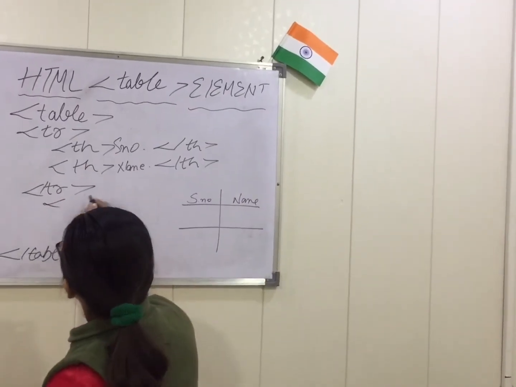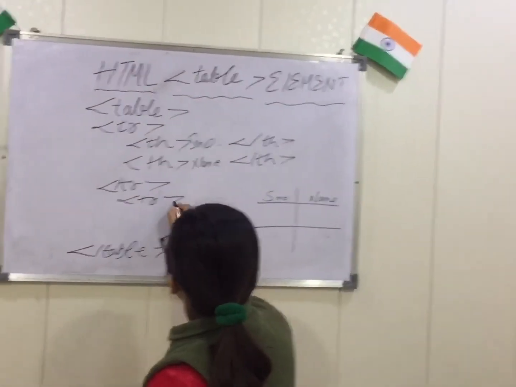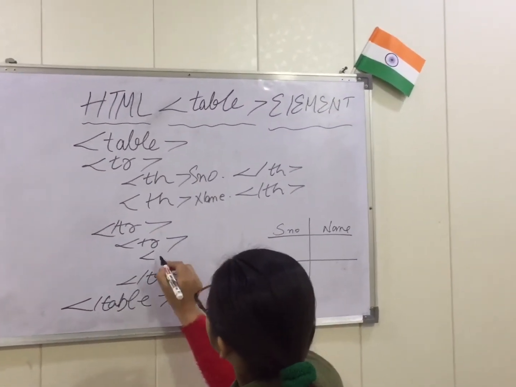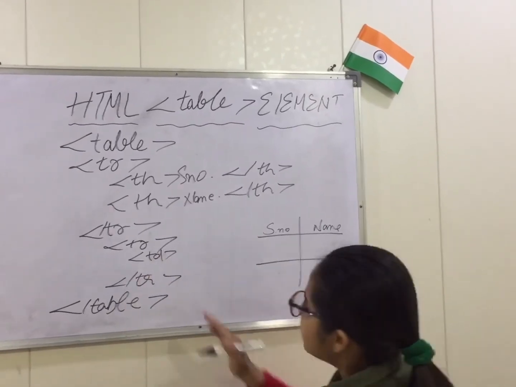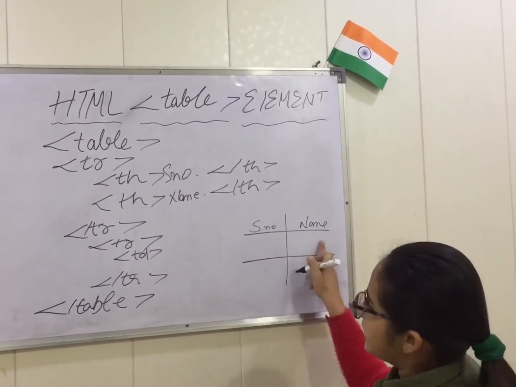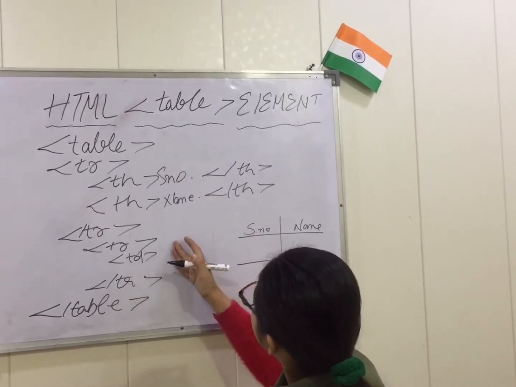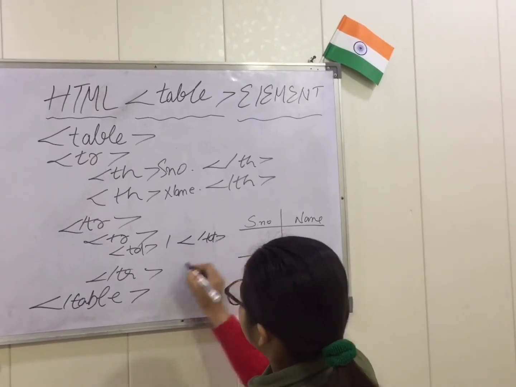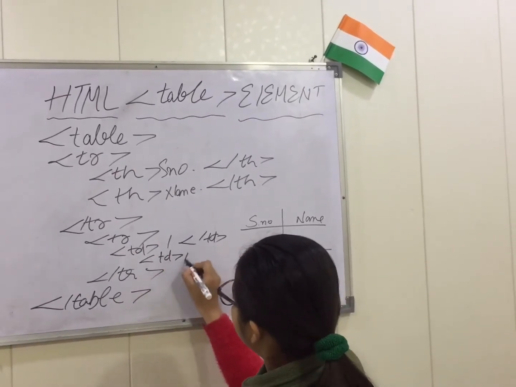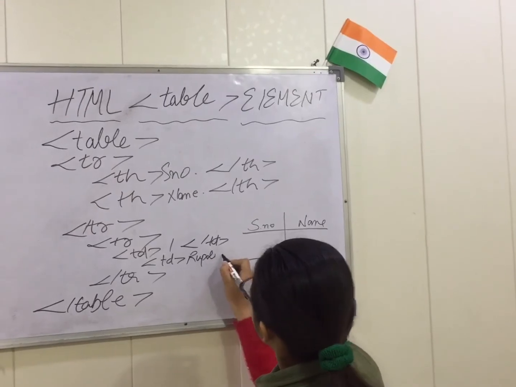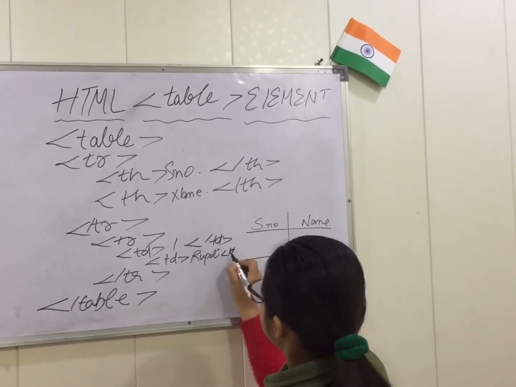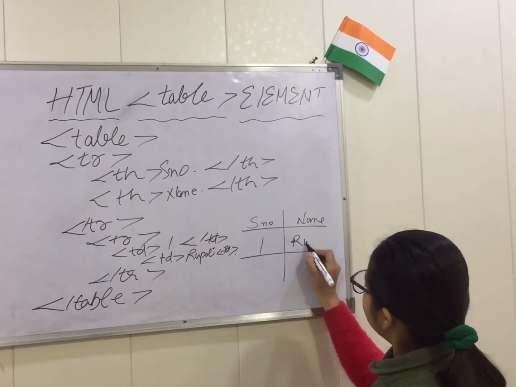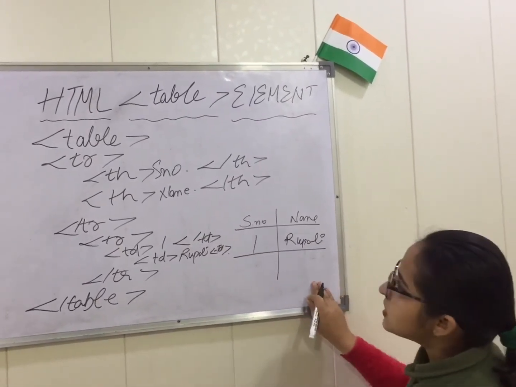After that we will take tr again and close the tr tag. In between this we will take td, that is table data, which will store the data in these lines. Suppose my first heading was serial number, I need 1 here and I will close the td tag. Second will be td Rupali and the td tag closed. So here will be serial number 1, here will be Rupali. So this is our table.